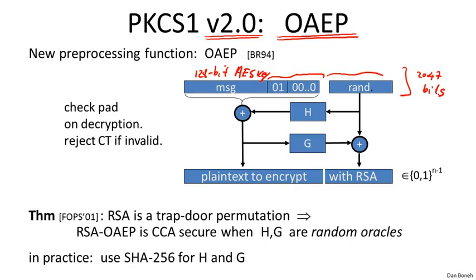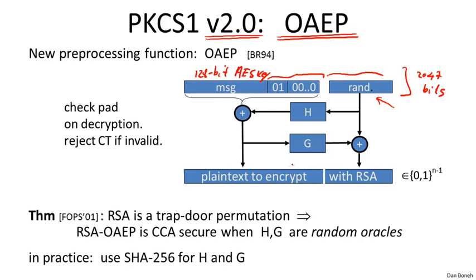Now, before you apply the RSA function, you first take the random value that you chose and feed it into a hash function. This hash function produces a value that's as big as the left-hand side of your encoding. You XOR the outputs. You feed the result into another hash function, which we call G. You XOR that with the random value.